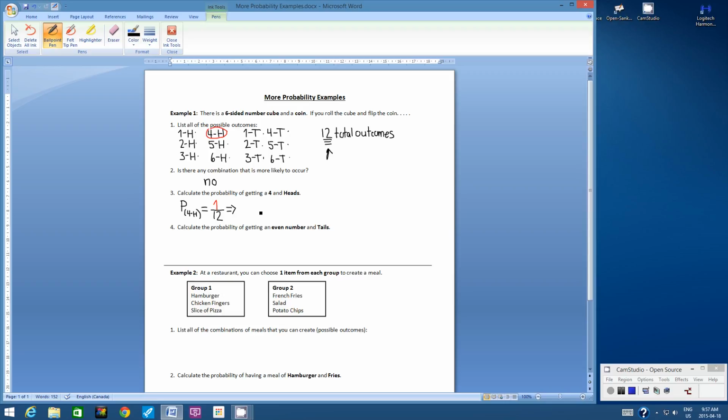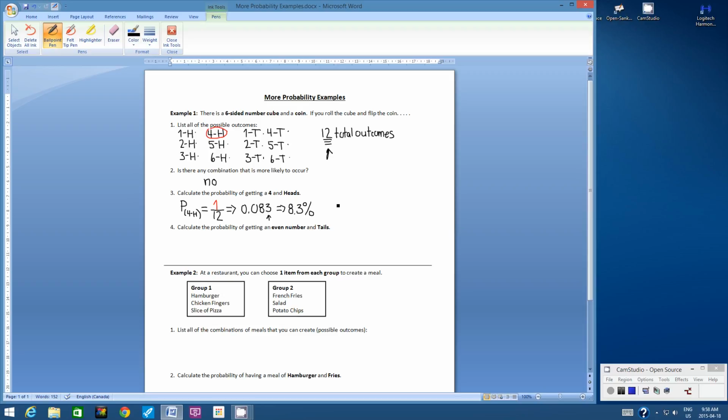So please, with your calculator, calculate the decimal and the percentage. So we got a messy decimal, so I got 0.083. Again, only go to the third decimal place, and that equals 8.3%. Okay?